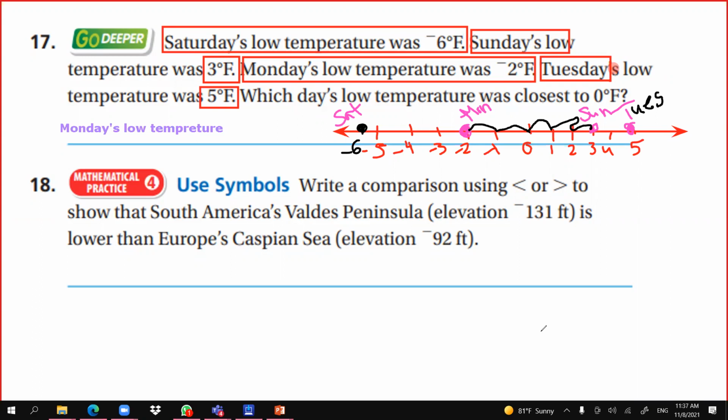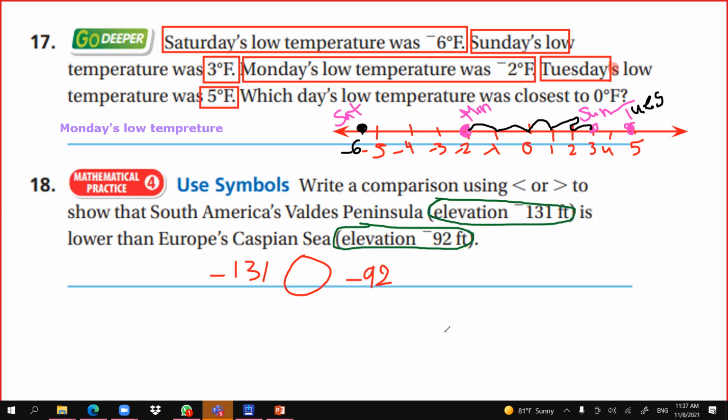Now Malak Mahmoud, number 18. Write a comparison using greater or less than to show that South America's Valdez Peninsula elevation is negative 131 feet. So the elevation here is negative 131. And for the European Caspian Sea, its elevation is negative 92. They want you now to compare between them. Put the 2 numbers and tell me which is greater or which is less.